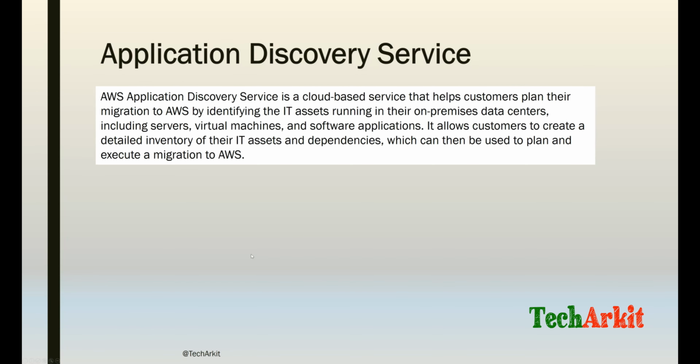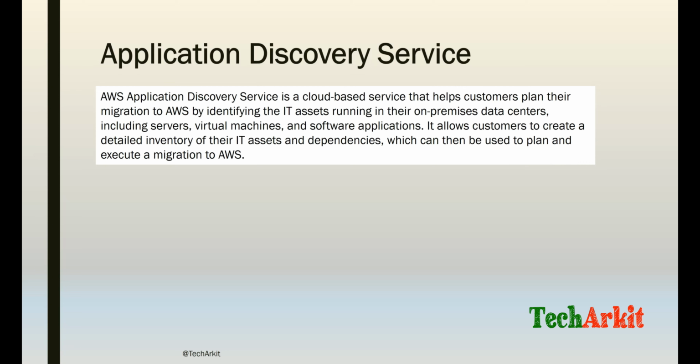Then what parameters do you have to take, but you don't know what applications you have, what types of instances you have, what types of instances you have to choose, all this stuff, right? So Application Discovery Service, which AWS provides, is a cloud-based service that helps customers plan their migration to AWS, identifying the IT assets running in their on-premises data centers, including servers, virtual machines, and software applications. It allows customers to create a detailed inventory of their IT assets and dependencies, which can then be used to plan the execution of the migration to AWS.